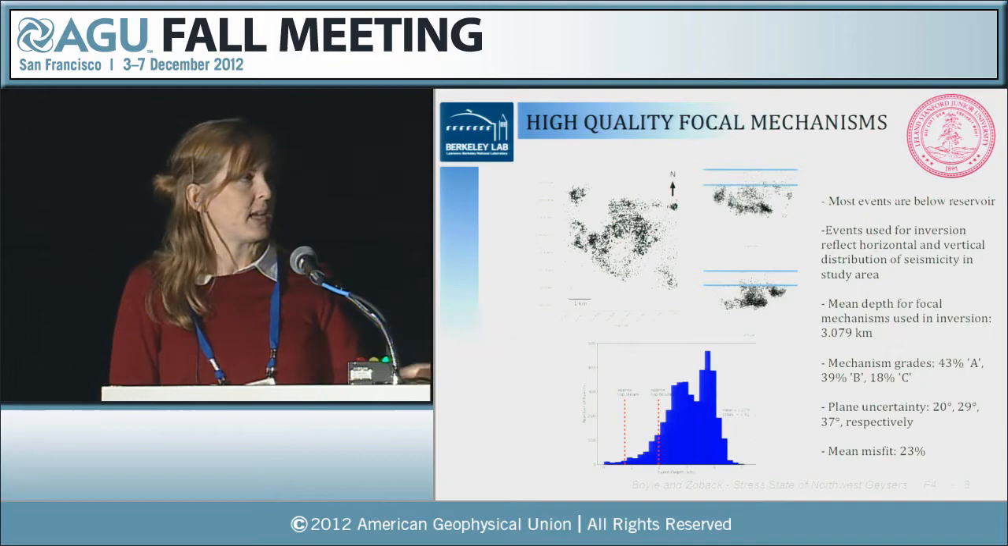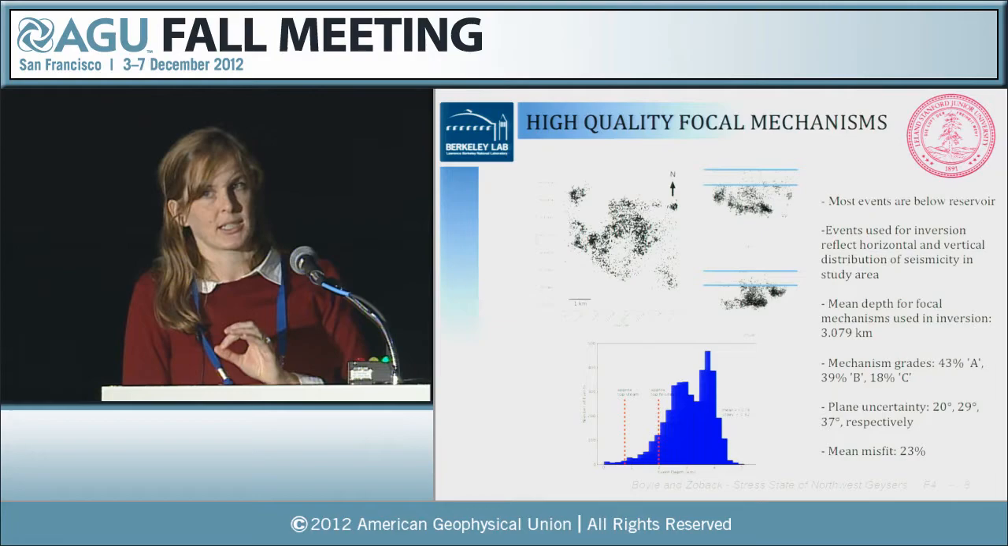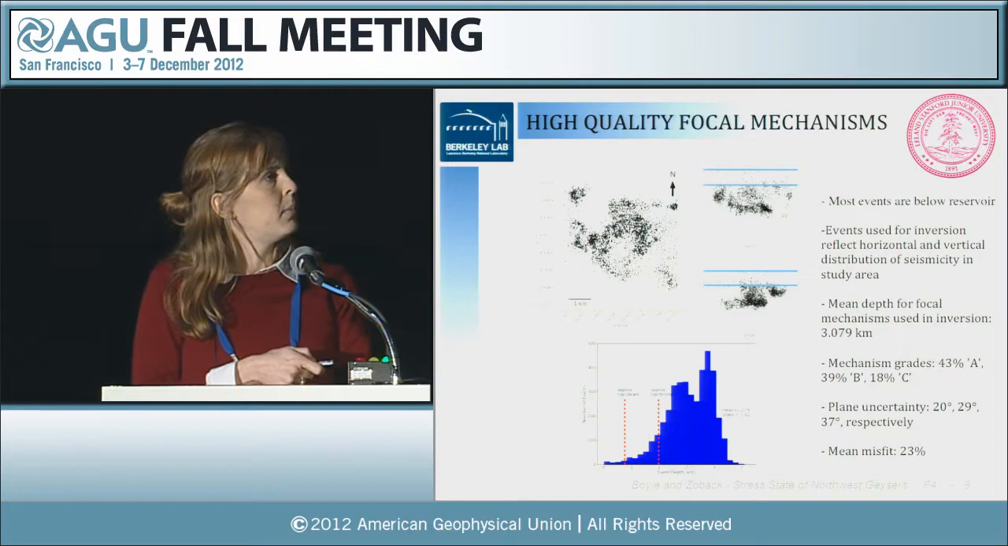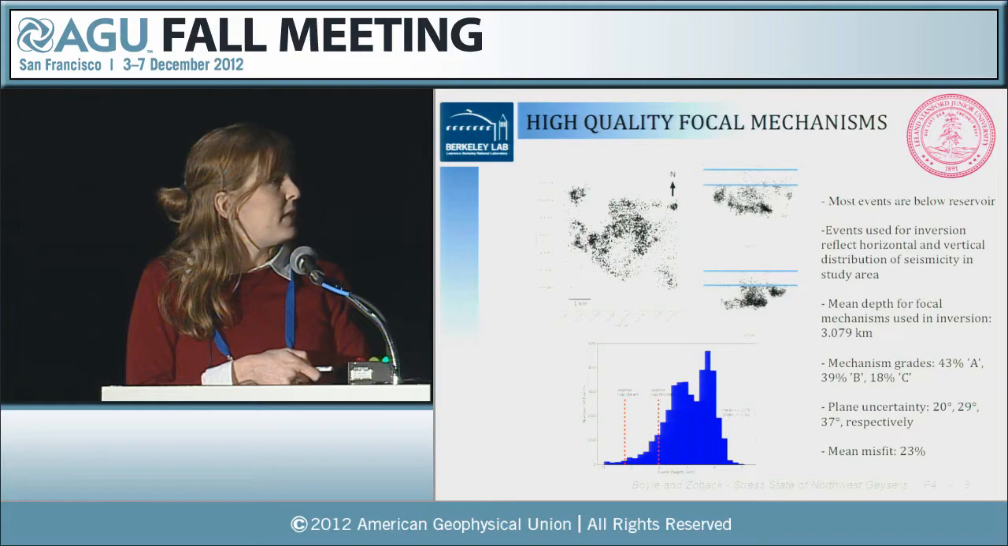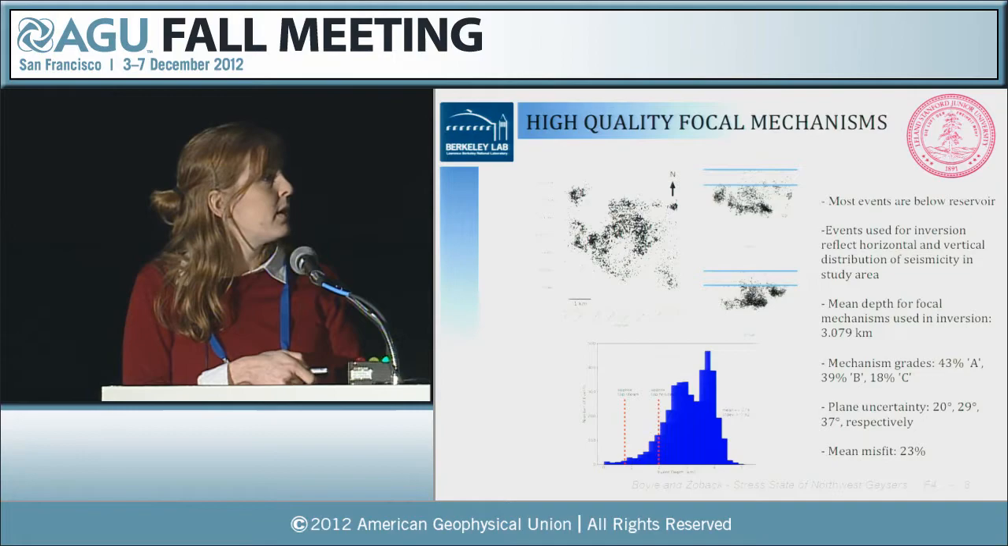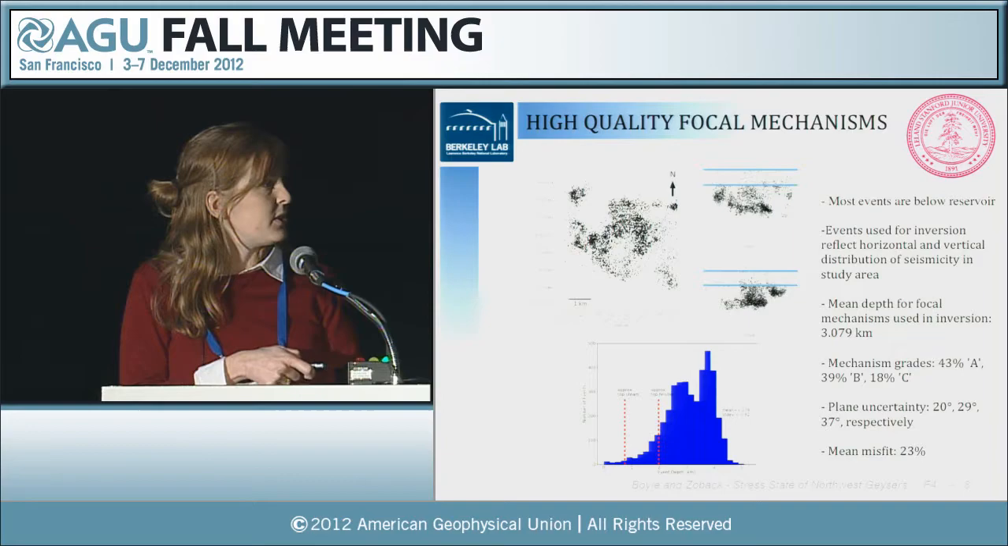These blue lines here are just to show, again, the approximate fractured Metagraywacke interval that we're calling the reservoir. So again, most of the events are down here below the reservoir. The mean depth of these events is about 3.1 kilometers. And this plot right here just shows the distribution of hypocenters by depth. You can see, again, the peak of this distribution is down here below the reservoir, which is denoted by these dotted red lines here.